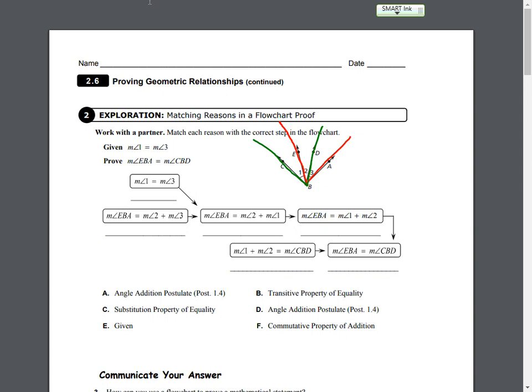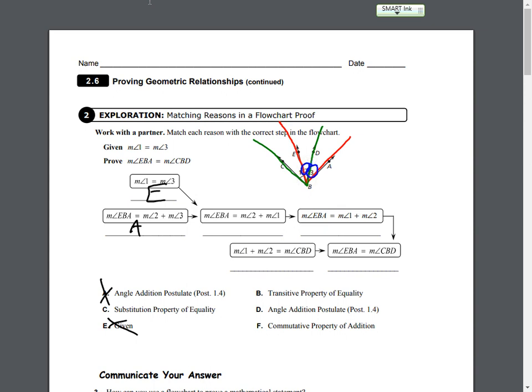What's that first statement? Everyone should get that one. That's our given. That's E. Good. I think we all should get that. No problem. The one below it, the measure of angle EBA equals the measure of angle 2, that's right there, plus the measure of angle 3. Well, two angles added together equals an angle. That would be our angle addition postulate. So I'm going to cross out given. And that's either A or D, either one. I'm going to say A.